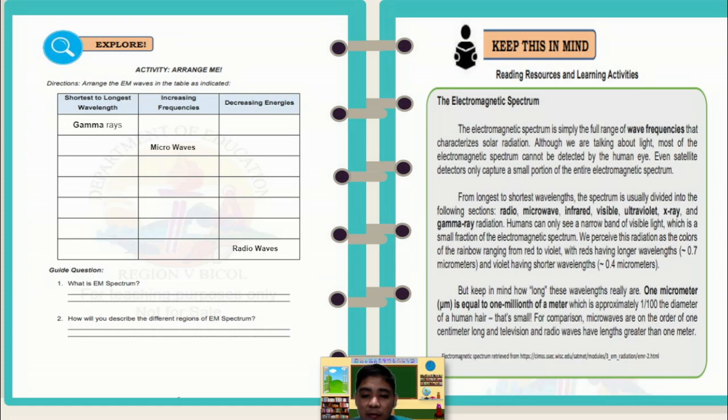But keep in mind how long these wavelengths really are. When we say 1 micrometer, this unit is equal to 1 millionth of a meter. So imagine a 1 meter stick, divide that meter stick into 1 million parts, that is 1 micrometer. That means 1 micrometer is so small that even our naked eye cannot perceive it, approximately 1 over 100 the diameter of a human hair. So that's so small. For example, microwaves are on the order of 1 centimeter long, and television and radio waves have lengths greater than 1 meter.